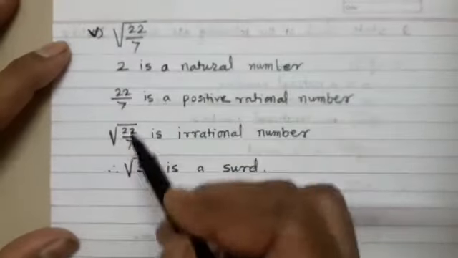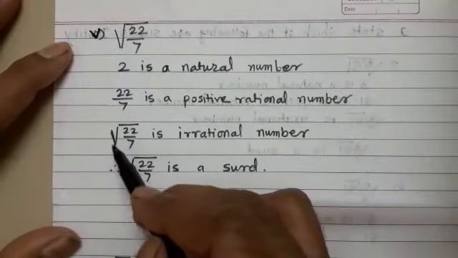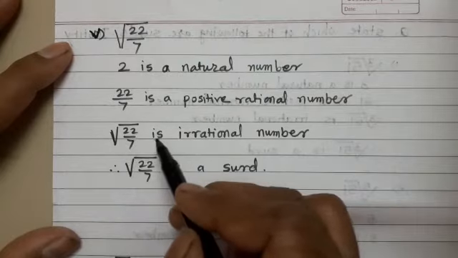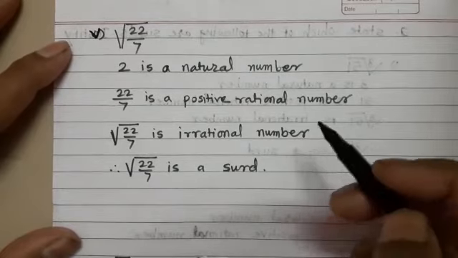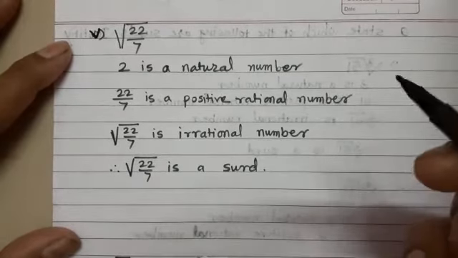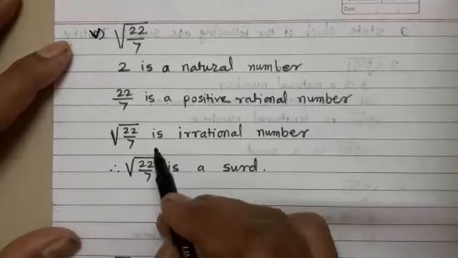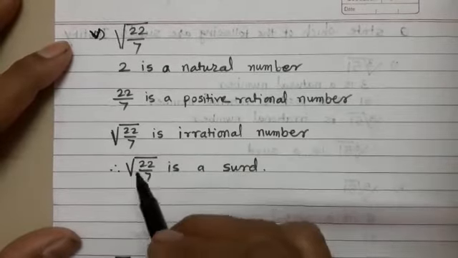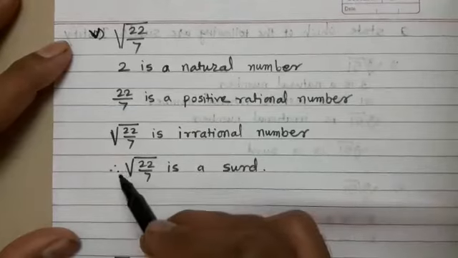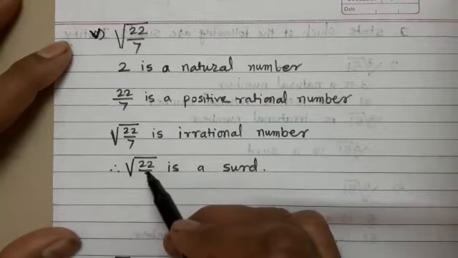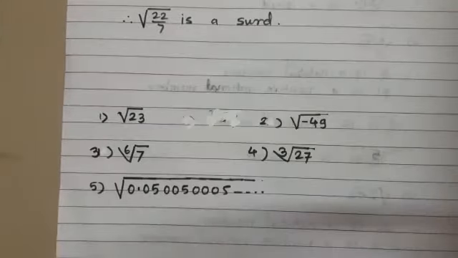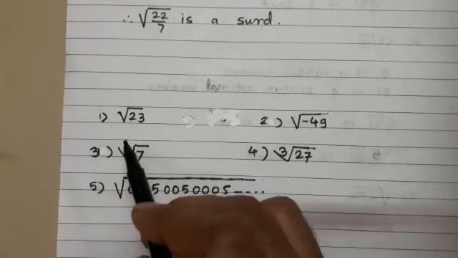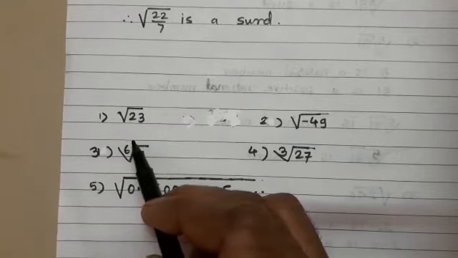And this complete number, square root of 22 upon 7 is irrational number. It is not the square of any number. We do not get the square root of 22 upon 7. That's why it is irrational. Three conditions are passed. Therefore, square root of 22 upon 7 is a surd. Now I am giving you some examples. Identify these are surds or not the surds. Write down with reason.